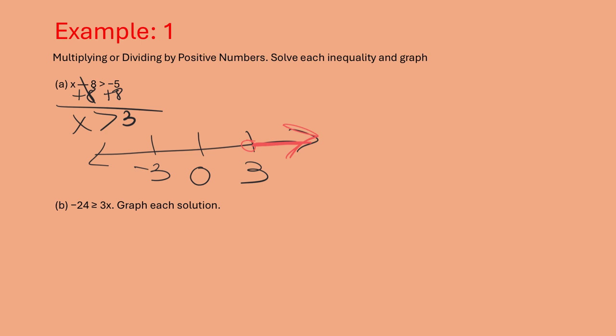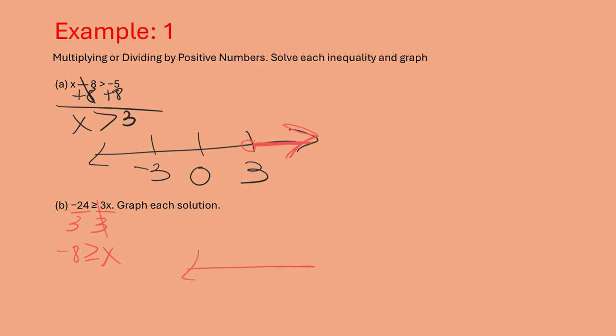B is negative 24 is greater than or equal to 3x. That 3x, does it mean multiplication or division? Multiplication. And what's the inverse of multiplication? So what are we going to divide by? 3. So we could leave X on its own, right? And what's negative 24 divided by 3? Negative 8. So negative 8 is greater than or equal to x.